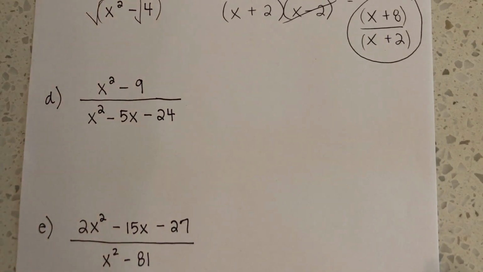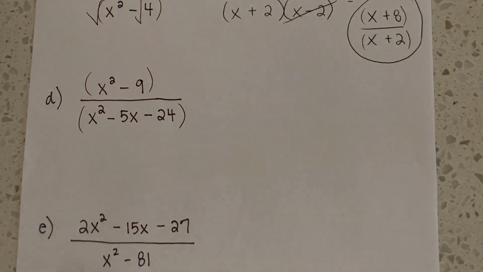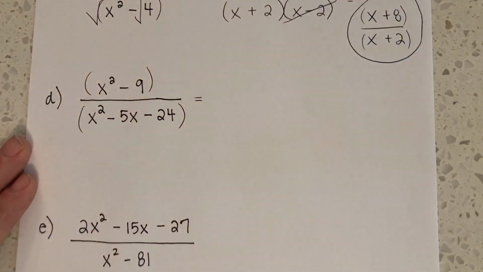All right, look at this one. X squared minus 9 divided by x squared minus 5x minus 24. Look at all this subtraction, guys. It's keeping things together as packages, right? So we need to factor this. So let's factor the top and let's factor the bottom.